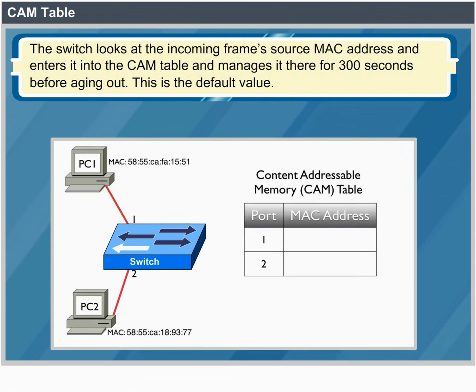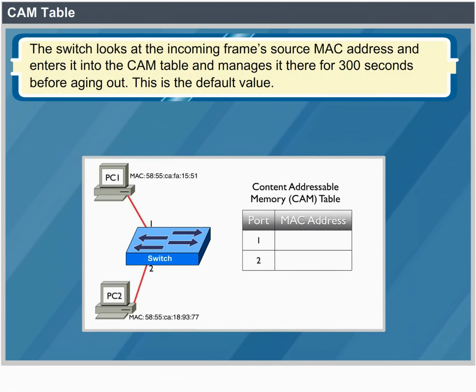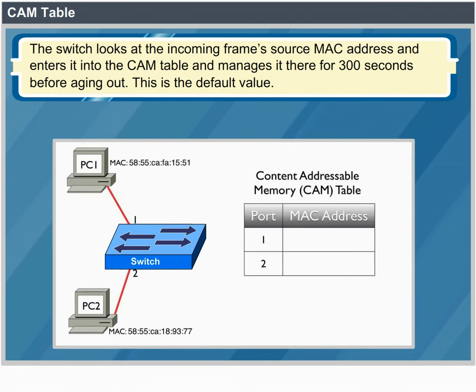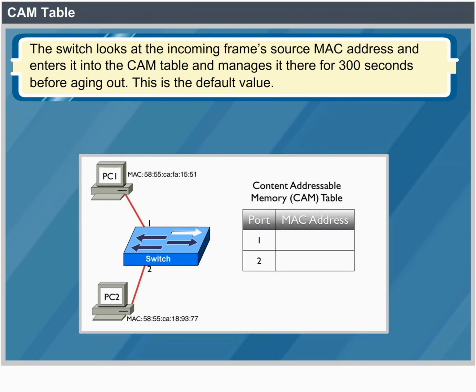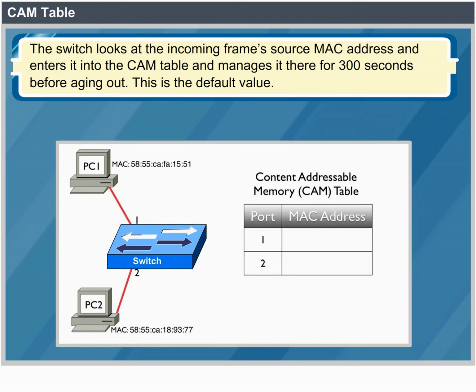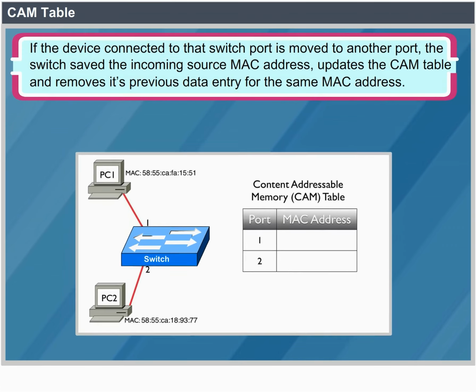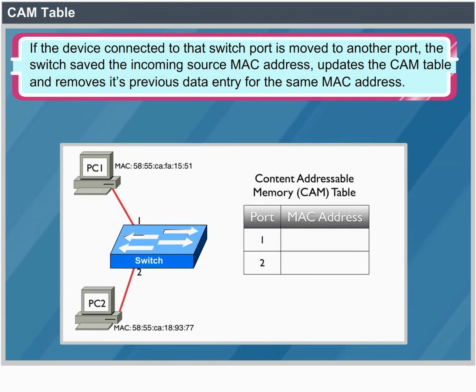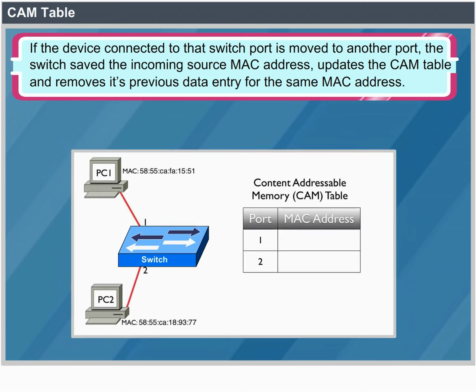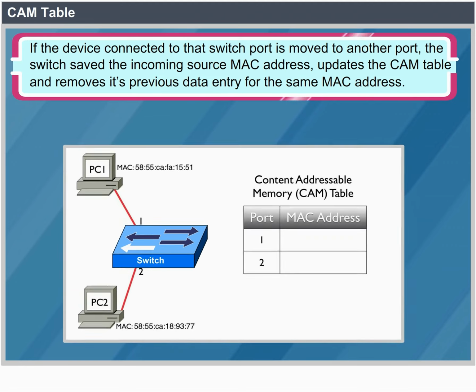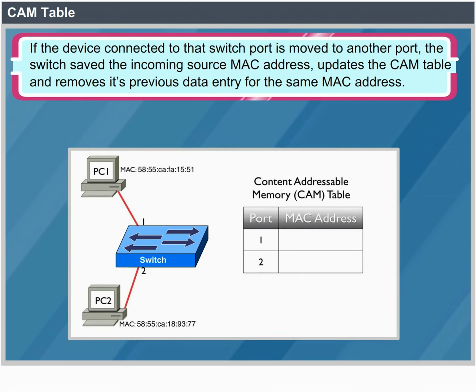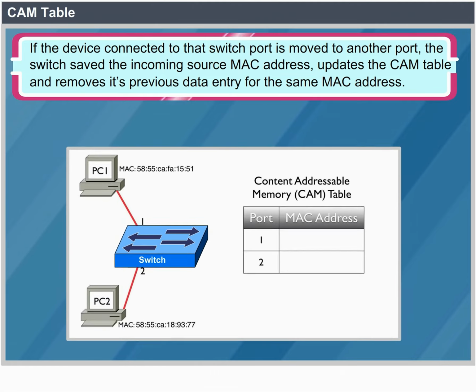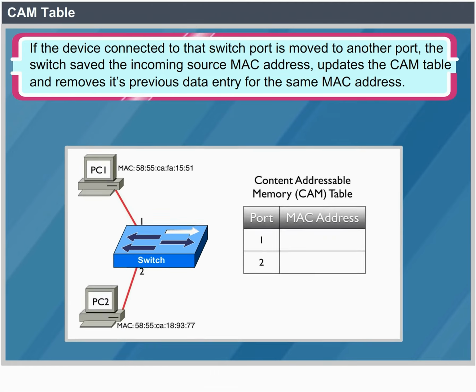The switch looks at the incoming frame's source MAC address and enters it into the CAM table and keeps it there for 300 seconds before aging out. This is the default value. If the device connected to that switch port is moved to another port, the switch records the incoming source MAC address, updates the CAM table and removes its previous entry for the same MAC address.